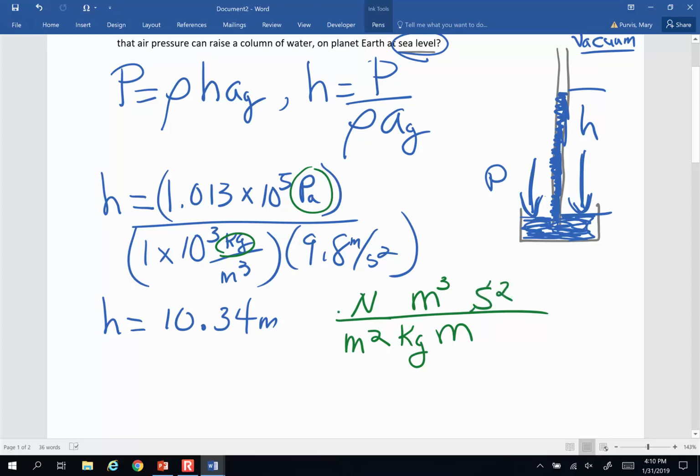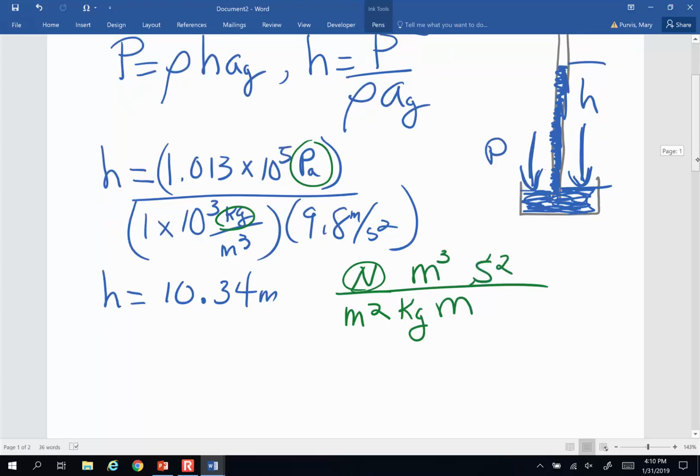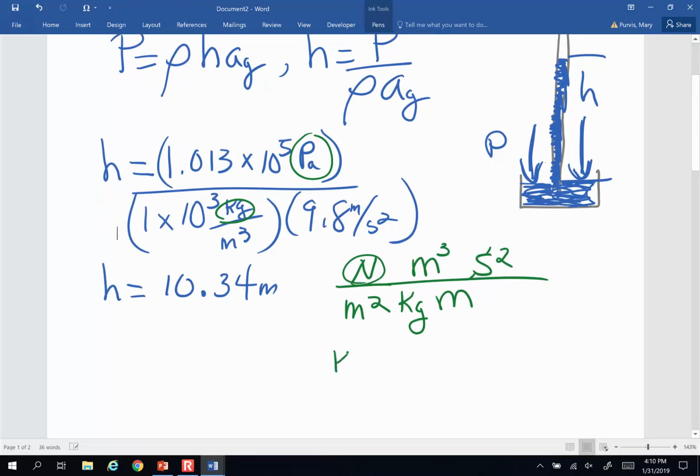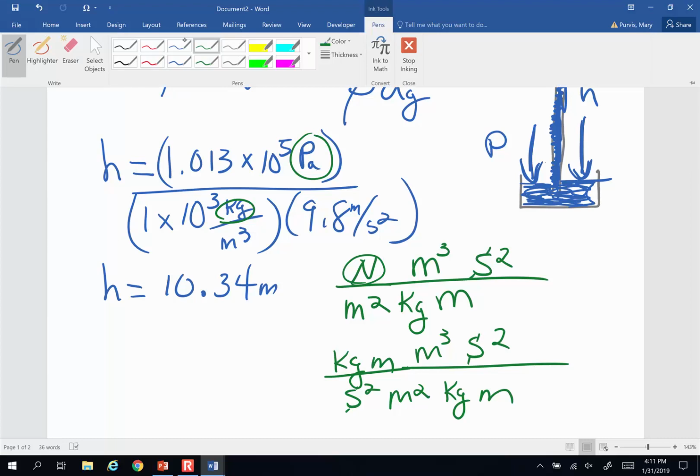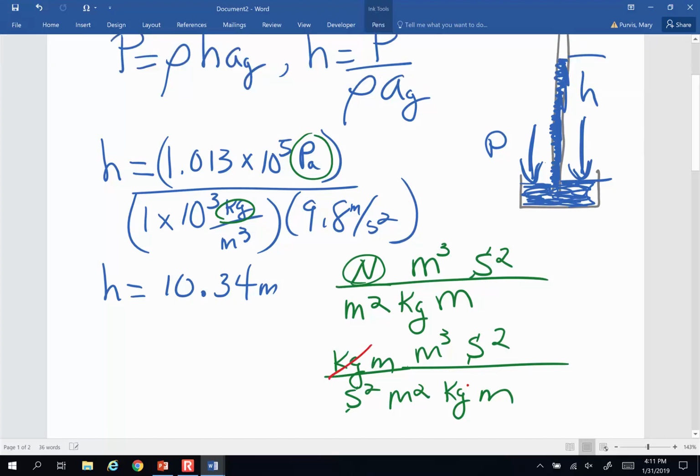And this is still kind of messy, so I'm going to take newtons and expand it into its constituent parts. A newton is a kilogram meter per second squared, all divided by meters squared, kilogram, meters cubed, and seconds squared. Now we can do some heavy-duty canceling. Let's see what we've got. Kilograms on the top, kilograms on the bottom. Seconds squared on the bottom, seconds squared on top.